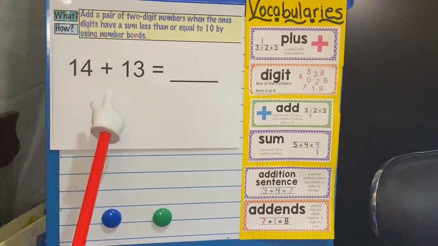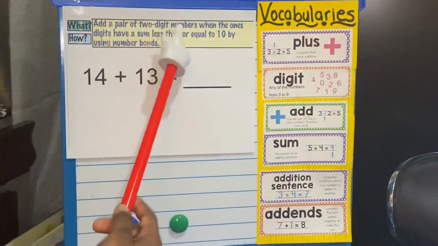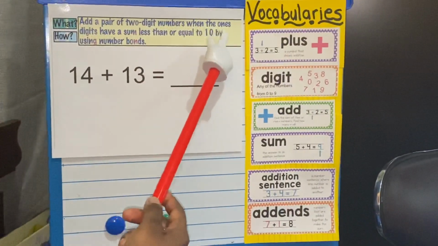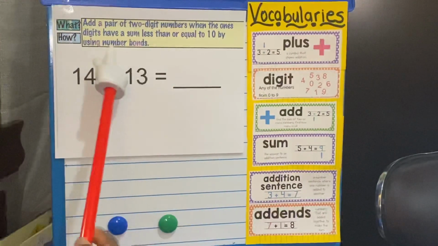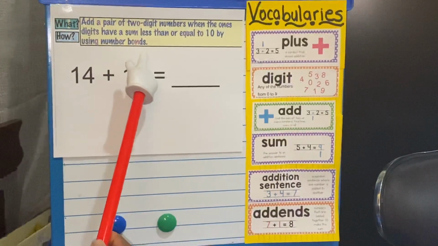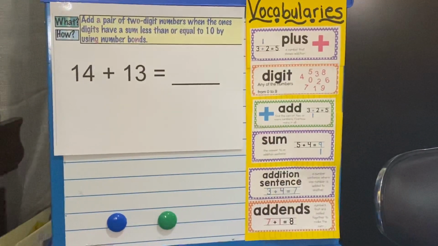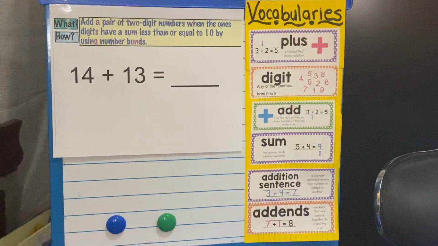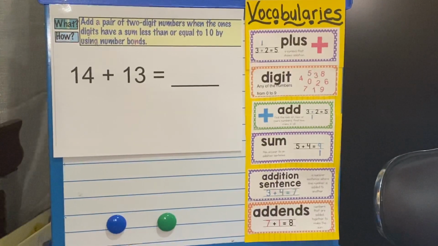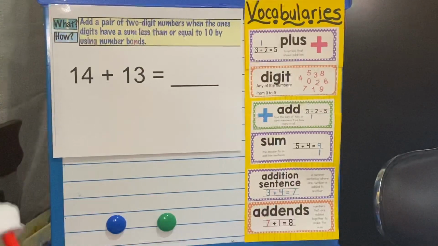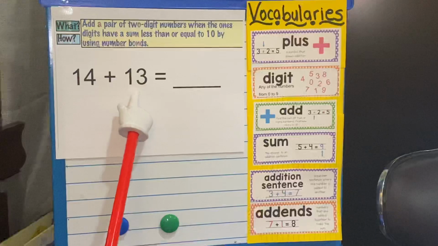So let me remind you that mathematicians will add a pair of two-digit numbers when the ones digits have a sum less than or equal to 10 by using a number bond. But don't forget that you have learned previous strategies that you can also use to solve this problem. So let's continue. I'm being asked to add 14 plus 13.